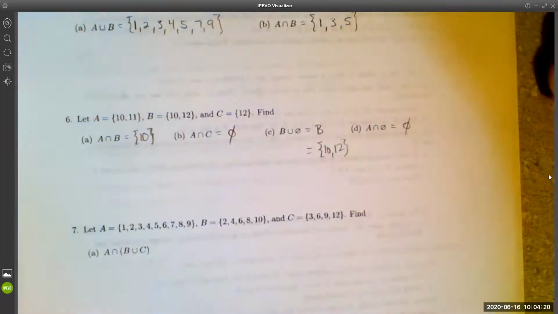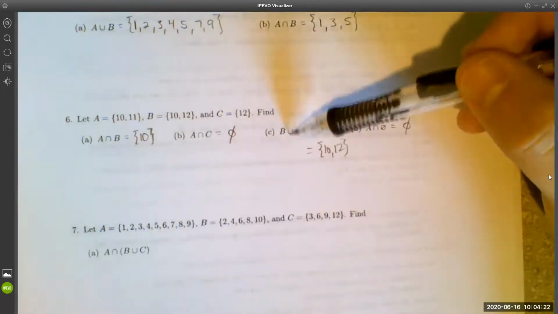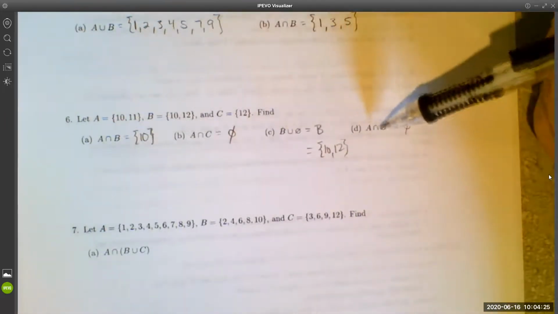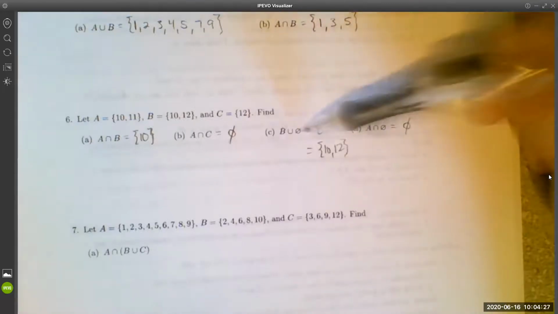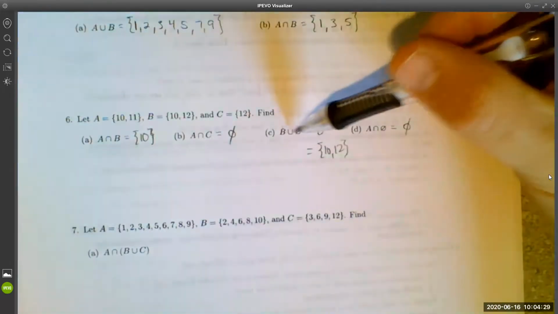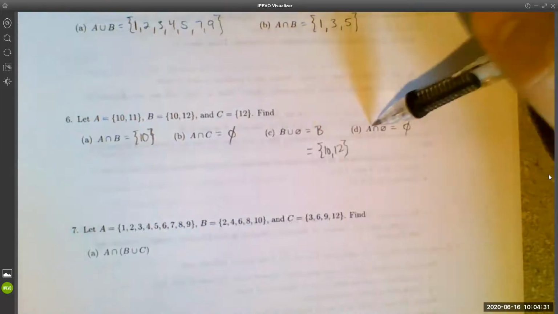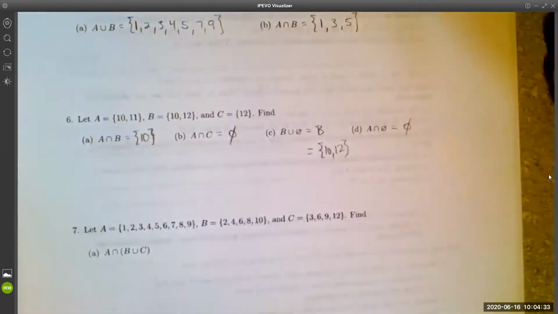In that sense, you can kind of think of unions as additions and intersections as multiplications. And then you can think of the empty set like 0. So anything plus 0 is that same thing. Anything times 0 is 0.